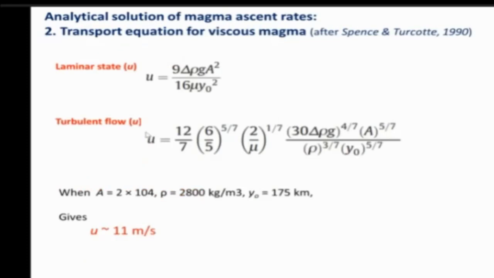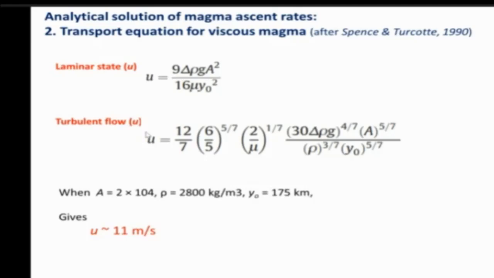The other analytical approach was the transport equation of the viscous magma. That is, what could be the transport equations of the magma, considering again both the laminar state and the turbulent state. We followed the well-accepted model given by Spence and Turcotte way back in 1990, and both these equations. If we use the standard parameters associated with kimberlite volcanism, this suggests that the ascent velocity of the magma needs to be about 10 meters per second. So that means we can say the lower threshold.